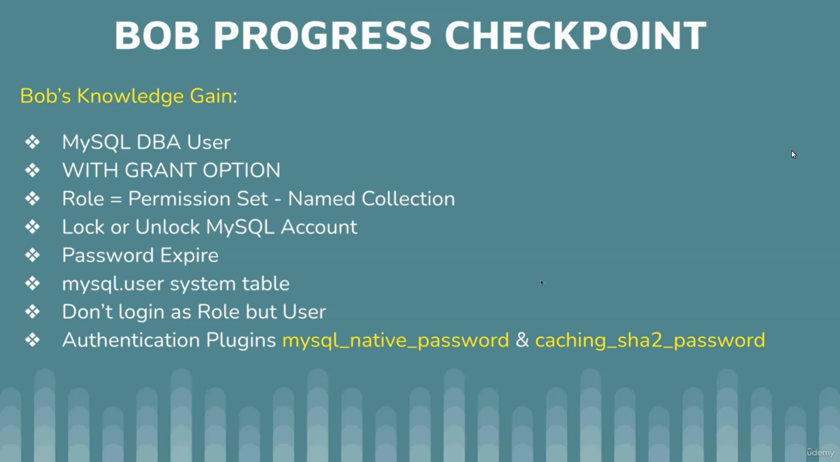And Bob says that it is a general recommendation that you don't log in as a role, but you log in as a user. So by default, MySQL does this for you: whenever we create a role, it is locked by default with no password. Bob is very much aware of the authentication plugins that MySQL provides for password authentication, and those are mysql_native_password and caching_sha2_password. But mysql_native_password is the old way of authenticating, and the new and recommended way is caching_sha2_password. So I hope Bob has gained enough knowledge that he can proceed to the next section. So let's see you in the next section.